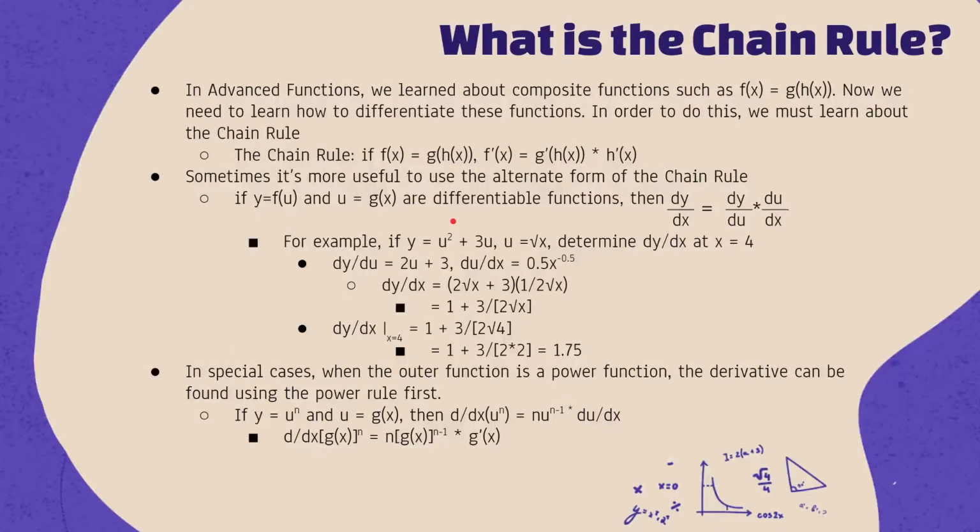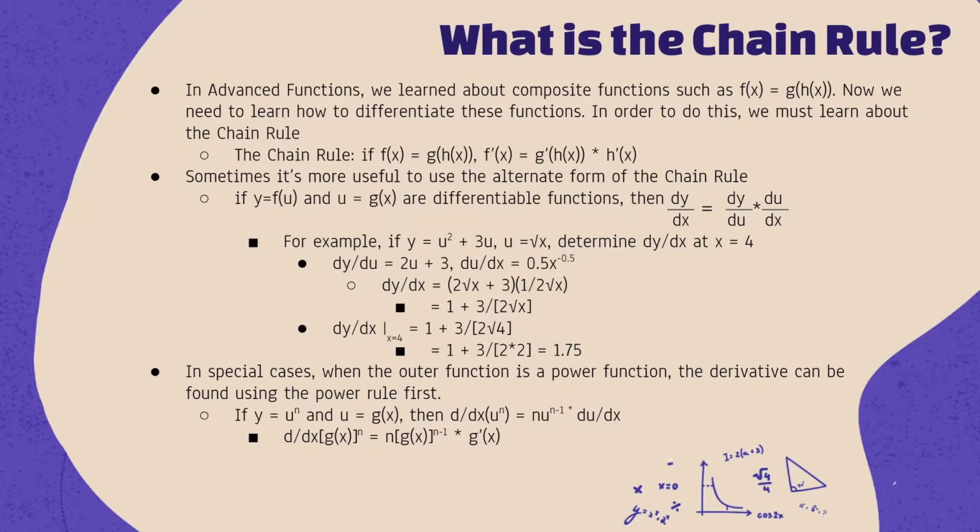So in advanced functions, we learned about composite functions such as f of x is equal to g of h of x, right? This was chapter 8.3. If you don't remember it, you could watch the video I made on it. So now that we know how to differentiate different functions, of course we need to learn how to differentiate these types of functions as well. And in order to do this, we have to learn the chain rule.